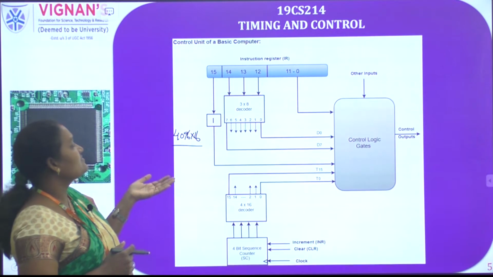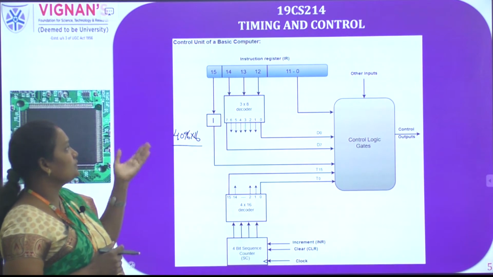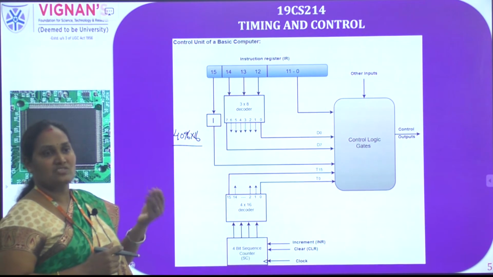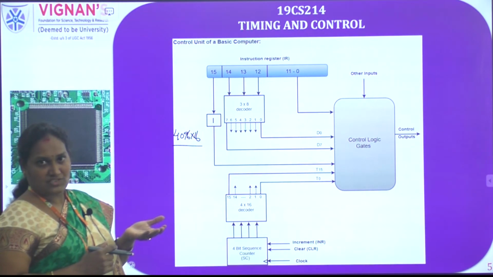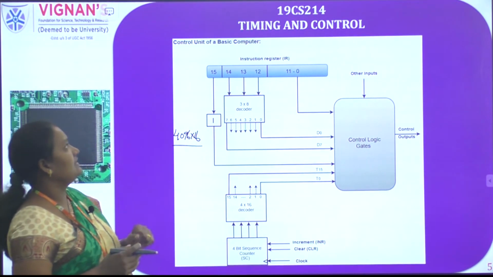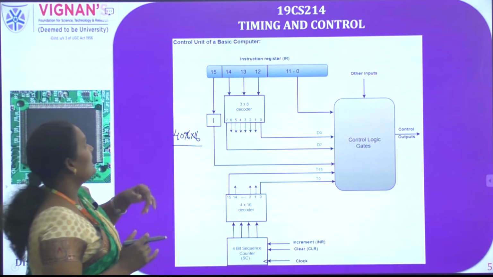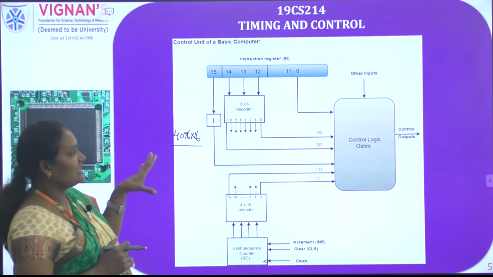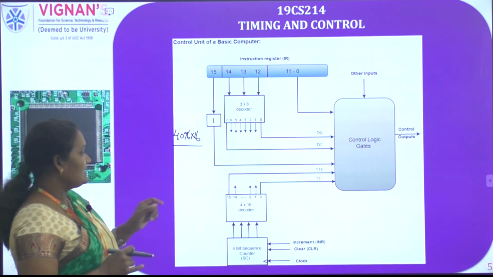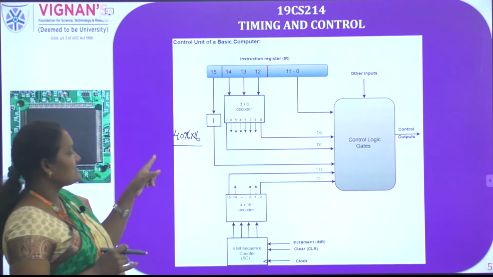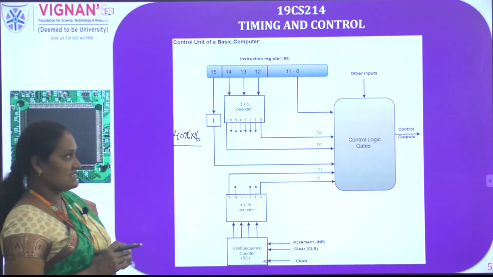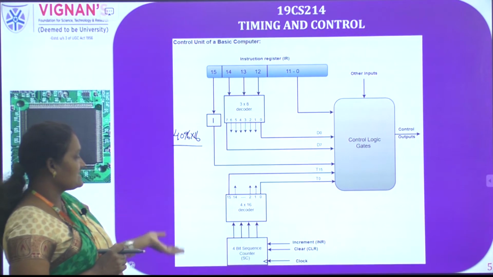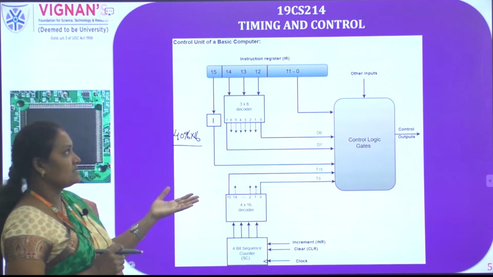Based on the bits present in 12 to 14, we can decide whether that instruction is a memory reference, register reference, or input output instruction. We have seen all these things in our previous topics. Now I am going to explain how the control unit of that particular basic system is organized. This diagram indicates the control unit for the basic system. It has decoders, a sequence counter, and control logic gates.